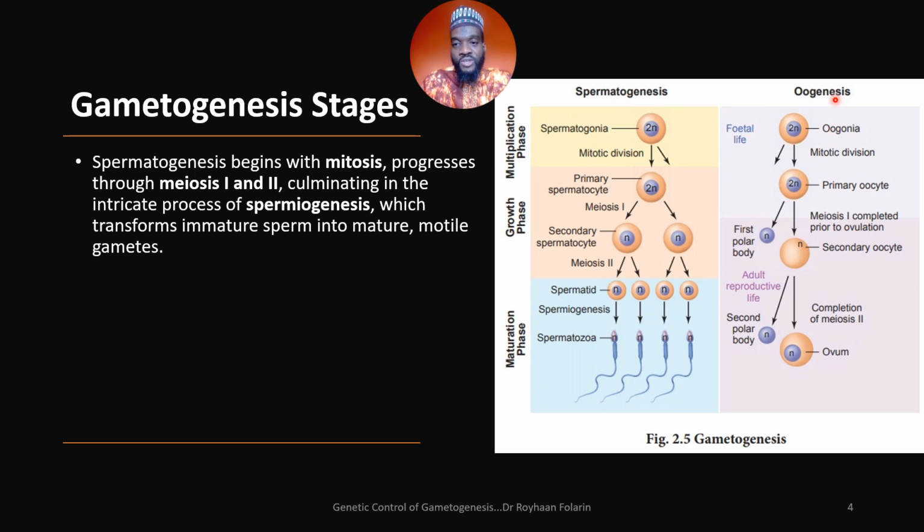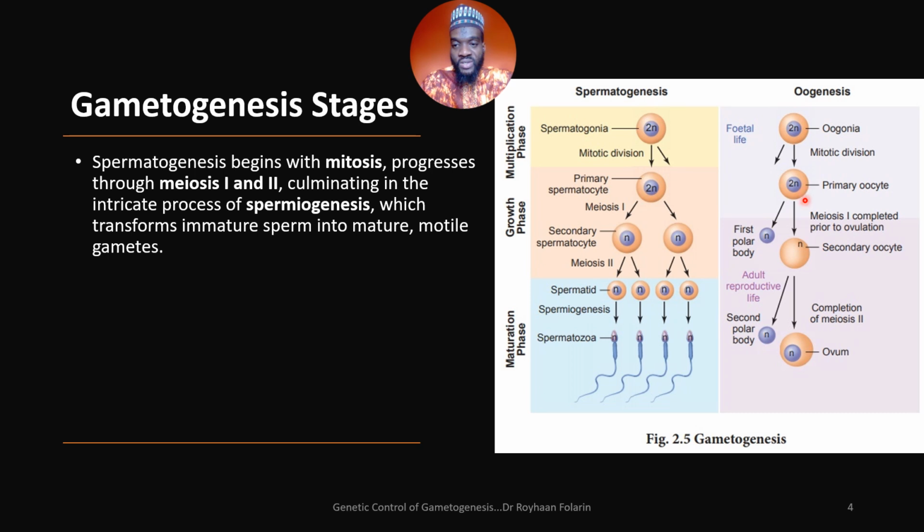And on the other hand, you have oogenesis. Oogenesis for a female begins, of course, since fetal life. So during fetal life, oogenesis commences with the oogonia. We have spermatogonia, the female correspondence of which is the oogonia, which is also diploid. This oogonia also goes through its own multiplication phase through mitotic division, and that still gives a diploid gamete, which at this point is known as the primary oocyte.